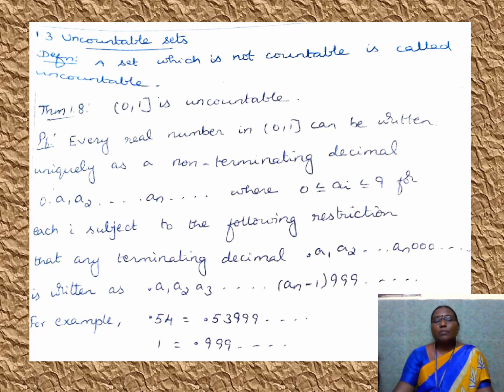If I take an element like 0.54 or 0.45, a terminating decimal, then I can make this terminating decimal a non-terminating decimal. How? If I take 0.54, I can write this as 0.539999 etc. So every terminating decimal can be converted into a non-terminating decimal. If I take 0.a1 a2 etc. an, where 0 is less than or equal to a less than or equal to 9, then I can write this number as 0.a1 a2 etc. an 000 etc.